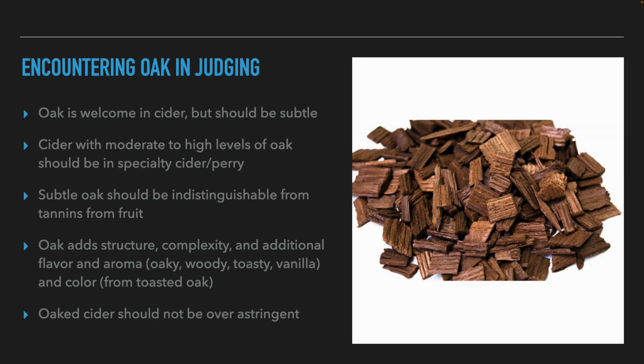Oak is an excellent addition to cider, although it should be low. Cider with high levels of wood should be served under specialty cider or perry. Low use of oak means that it should not be possible to differentiate between the tannins that come from the wood and the tannins that come from the fruit. Oak adds structure or body, complexity, and additional flavors such as oak, wood, toast, and vanilla, along with color according to the charring level. It should be noted that oak ciders should not be too astringent.